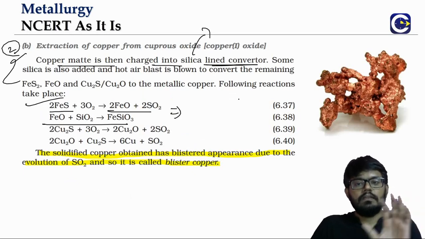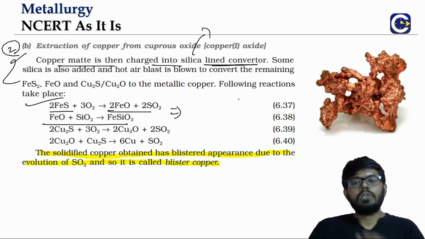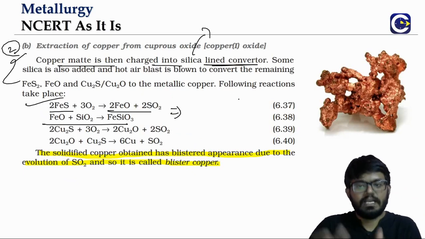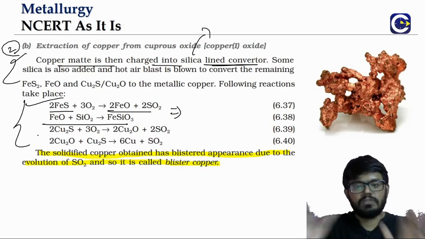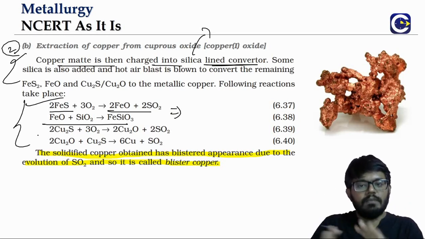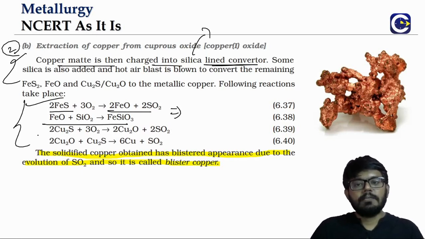Then the process will be stopped for a moment. This is how it actually occurs in the industry. It's not like, in NCERT we are given some 4 reactions, and they all happen together. Once they see the green flame stopping, they will stop the process. And then after allowing it for some time, they will again start blowing the hot air.